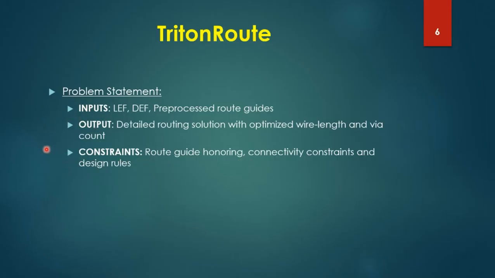I'll give you a second or two to look at this. Pre-processed guides are what you get after global routing by FastRoute, and that is one of the inputs. The constraint is that the detailed route that happens should be within the route guide, it should abide by the connectivity constraints, and it should abide by the design rules. So now we have defined the space in which your detailed routing should take place.